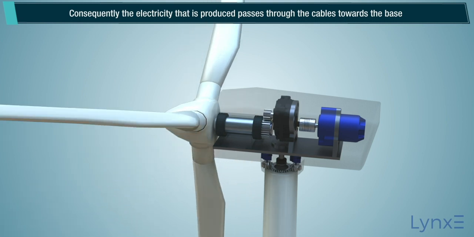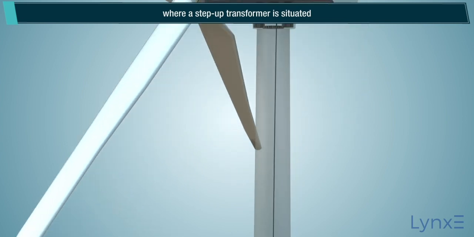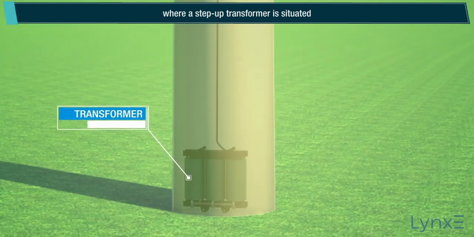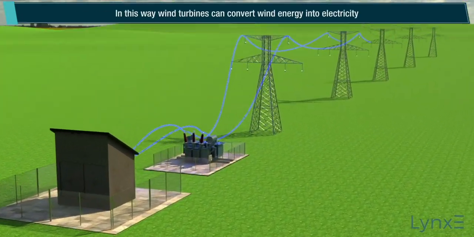Consequently, the electricity that is produced passes through the cables towards the base where a step-up transformer is situated. In this way, wind turbines can convert wind energy into electricity.